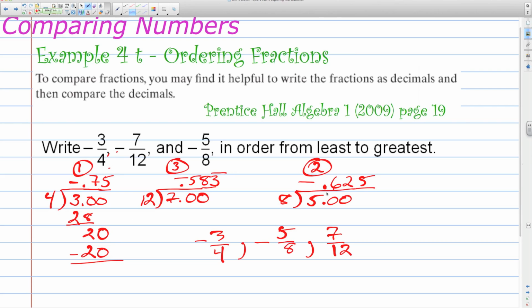So we divided those out into decimals. You could use a calculator to do that, or do it by hand.